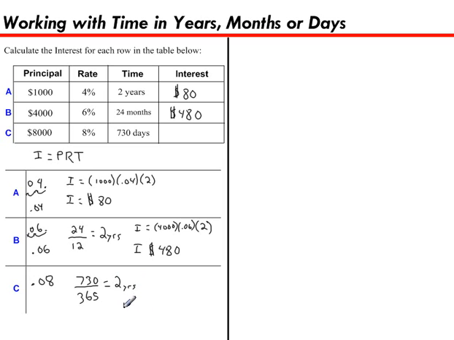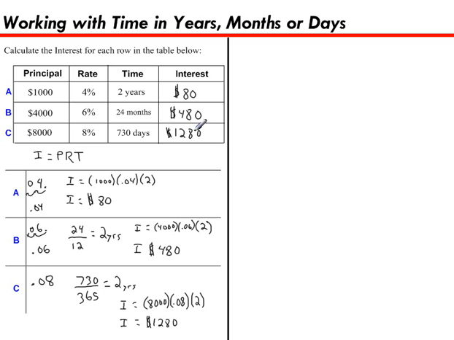And now we're ready to use the simple interest formula. So I is equal to, the principal in this question is 8,000. The rate we converted to 0.08. And the time is 2 years. And you can use your calculator for that step too. And I'll just show you that the interest in this question is equal to $1,280. So let's add that to the table.